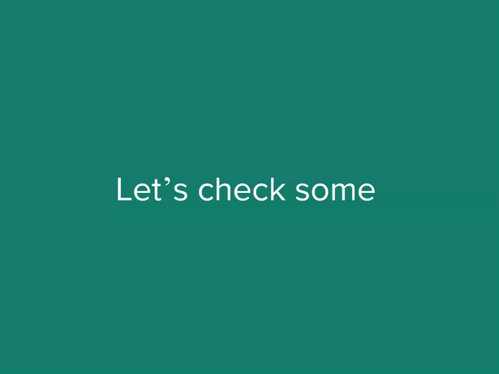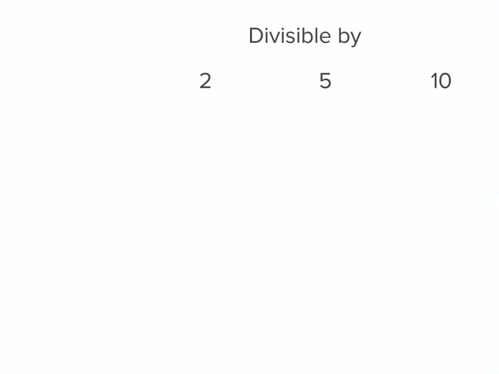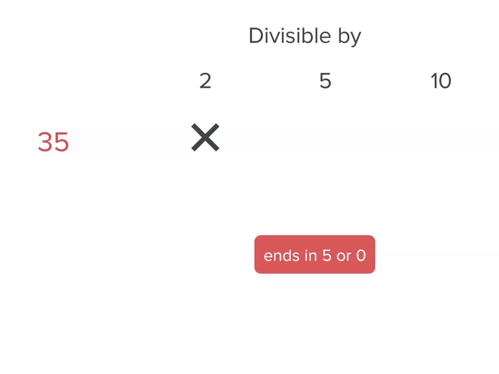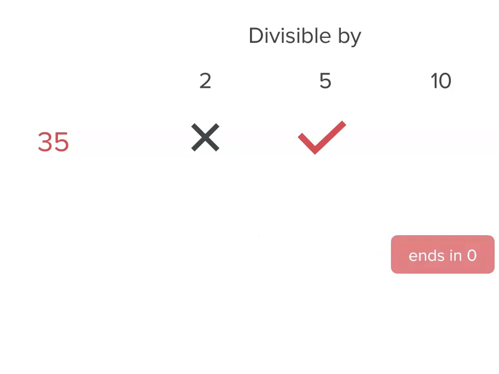So let's check some out. If we want to check some numbers, 35, to be divisible by 2, it needs to be even, and it's not. To be divisible by 5, it needs to end in a 5 or 0, and it does. To be divisible by 10, it needs to end in a 0, and it doesn't. So it's only divisible by 5, not 2 or 10.